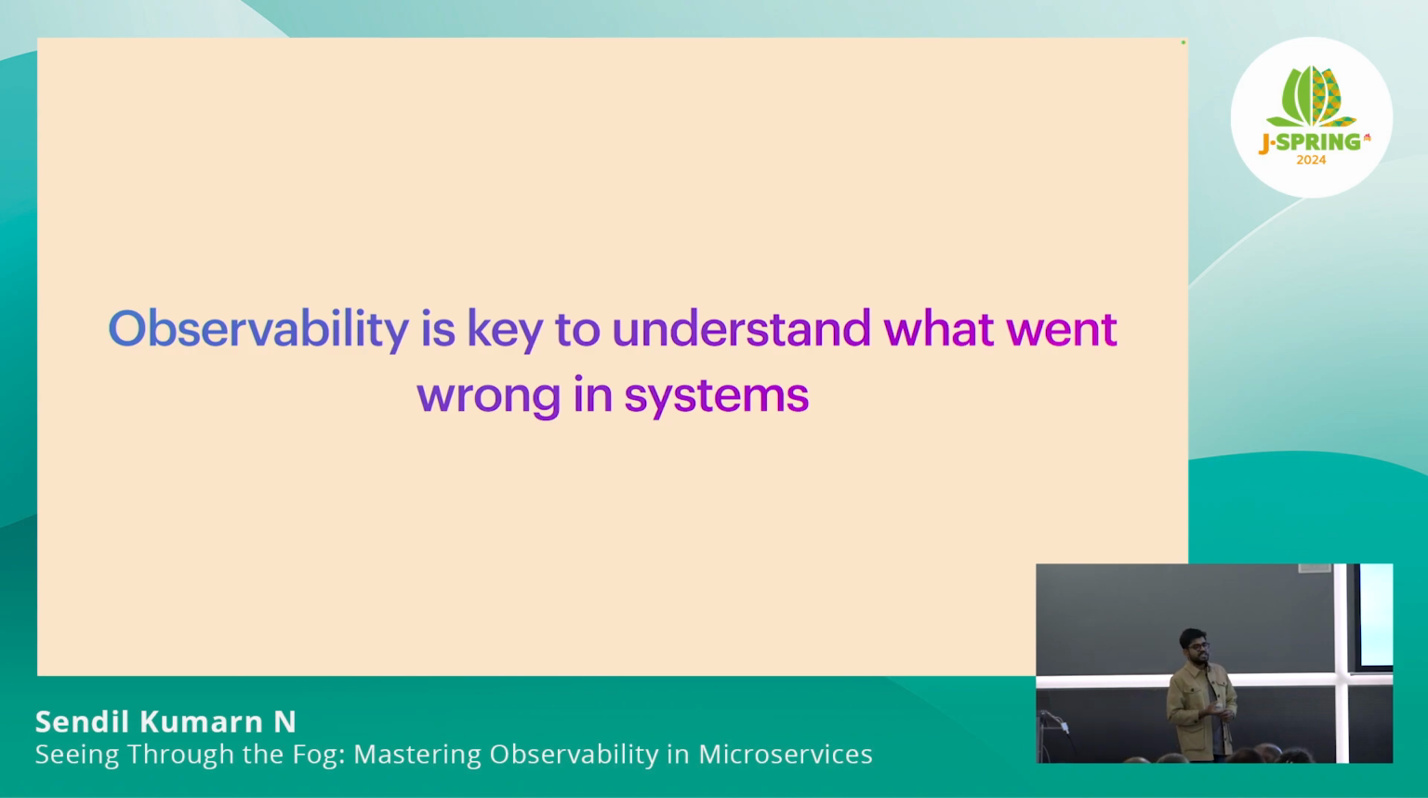And observability is key to understand what went wrong in the systems. It helps you to understand where the main problem is, and then try to address that problem. And that is what observability is all about. You can use tools like logs, metrics, and traces to understand where things go wrong, but you have to define and craft them properly in order to understand what went wrong in your systems.